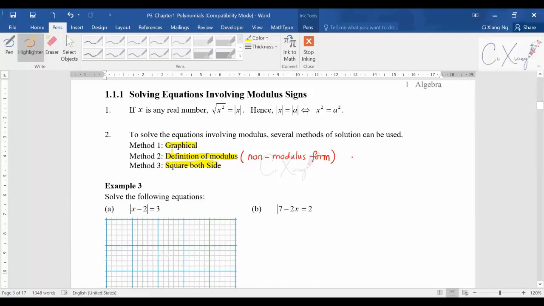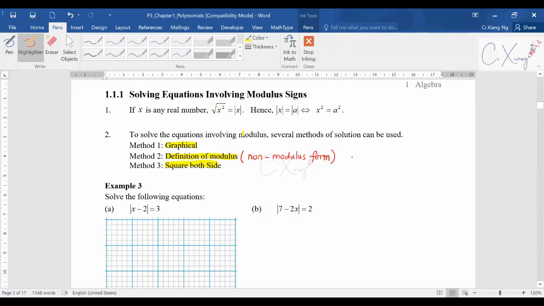So the first one is graphical, the second one is non-modulus form, and the third one is square both sides. For point number one here, we'll discuss it later when we discuss one of the examples or methods. So I'll come back to this part later.